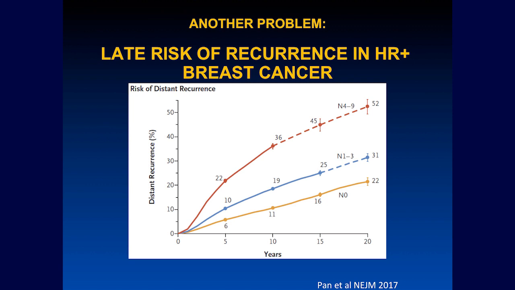Another problem, it's not just recurrence within 5 years that's a trouble. We know from large data sets that patients could have late recurrence. Like I said, patients with the hormone receptor positive disease can have cancer coming back 20 years later. As you can see from this graph, at year 20, if patients had N4, that's 4 to 9 nodes with cancer, 52% of those patients have distant recurrence. That's dramatic. That's pretty huge.